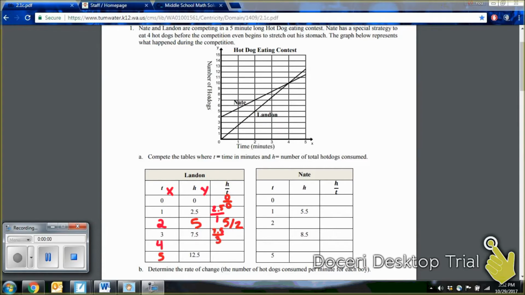Okay? Now I'm going to give you a second. I want you to just finish up Landon's table. We'll go 30 seconds. I'm going to set my timer over here. Go ahead and start.